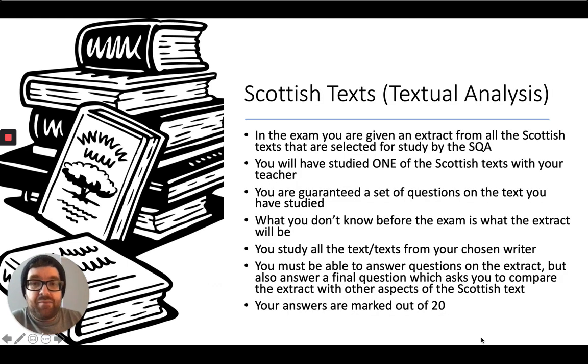So Scottish text first. Your teacher will select one of the Scottish texts. In the past, I've taught the poetry of Norman MacCaig and the play Sailmaker by Alan Spence. So there's a long list. You can see it on the SQA website, and teachers will pick perhaps the one that they think is their strength, or the one that they think is going to be the best text for their class to try and get as many marks as they possibly can. In the exam paper, there is an extract from all of the texts on that list that the SQA have created, and you'll have studied one of them with your teacher, so you're guaranteed a set of questions on the text that you have studied.